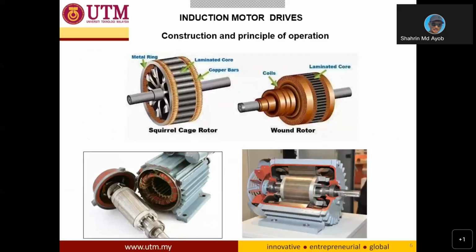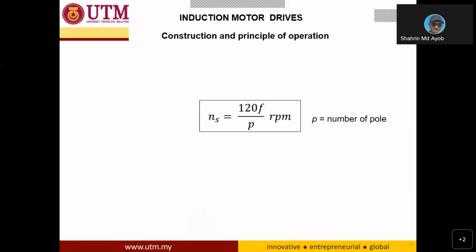And as you know, we have the stator and the rotor. The rotor structure can be of 2 types, either squirrel cage rotor or wound rotor. Okay, and then this is the most important equation that you need to remember: the synchronous speed. So what is the synchronous speed? It is the speed of the rotating magnetic flux.